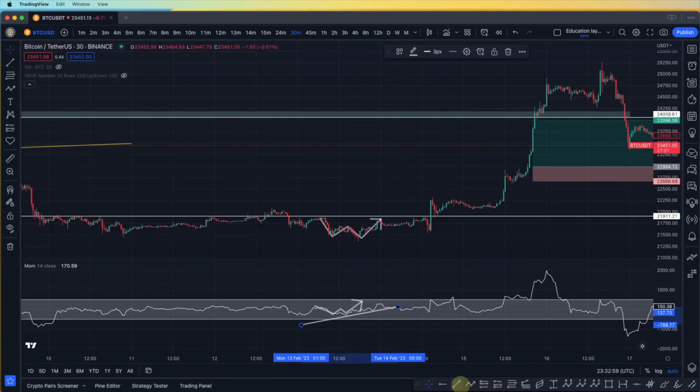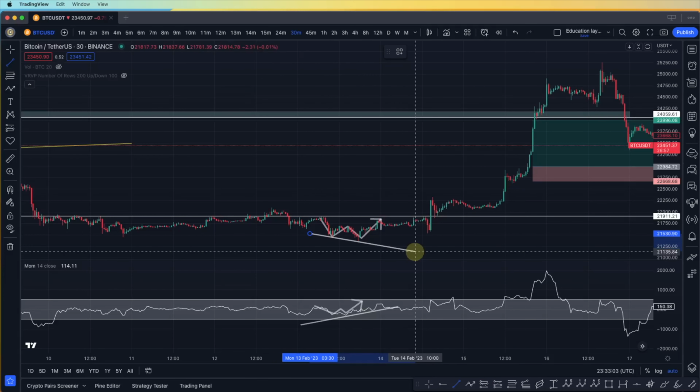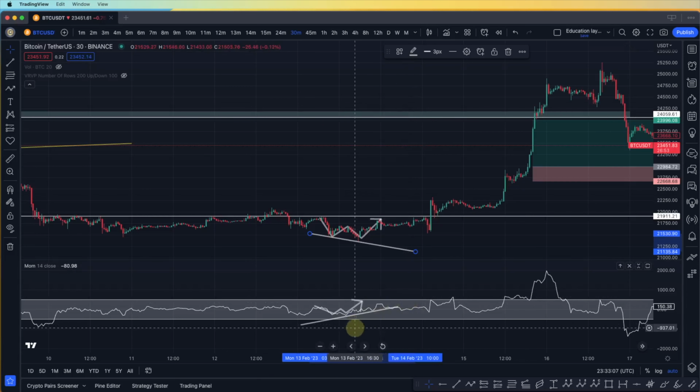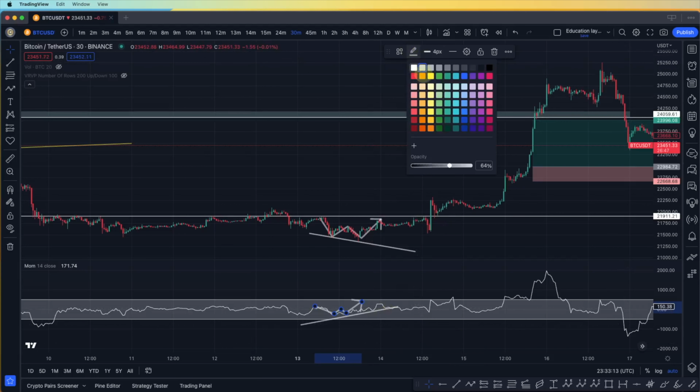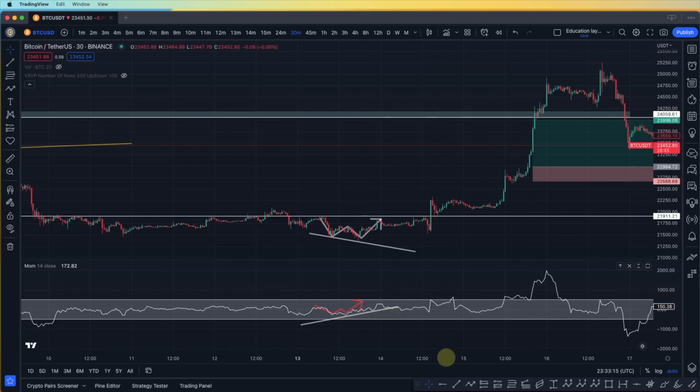As much as we make a lower low on the market, on the indicator we make a higher high. Let me quickly change the color of this one to make it more obvious. Change it to red. That is a potential reversal happening for the market. That is the most important thing that you can use it for, the momentum as well.